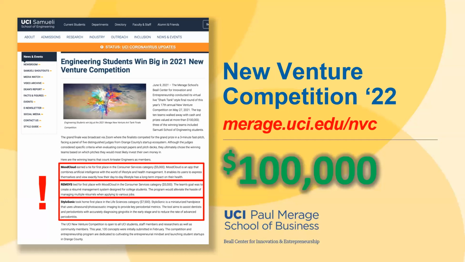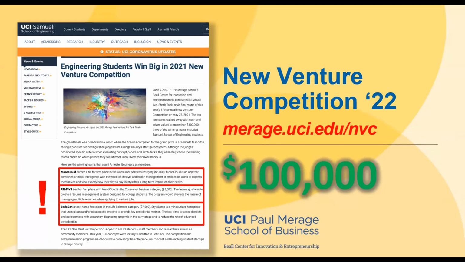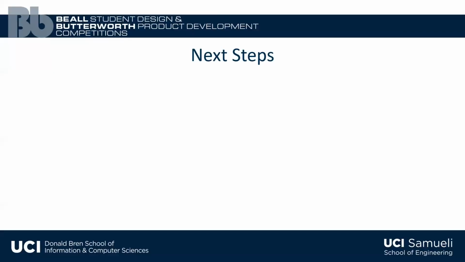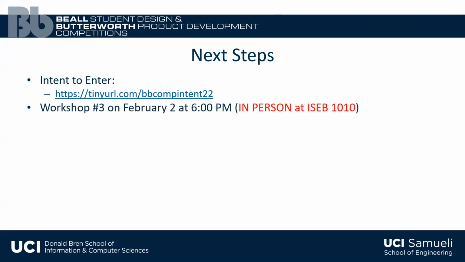So I won't go through all these in detail, but if you haven't found out about the new venture competition yet, shame on us for not getting the word out to you. But certainly take a moment and copy down this link. I'll put the link in the window for you here. There's several opportunities in there. You can work on the Beall Butterworth, as well as, of course, the new venture competition. Both organizations give out a ton of money. So what are your next steps? If you haven't done an intent to enter, it's not required, but it helps us make sure you're notified of things and that you're planning to be a part of it.